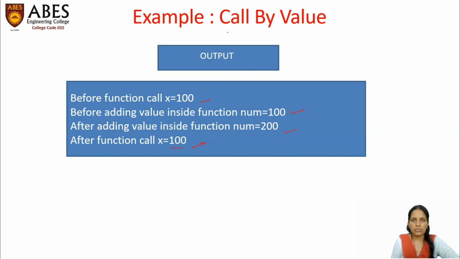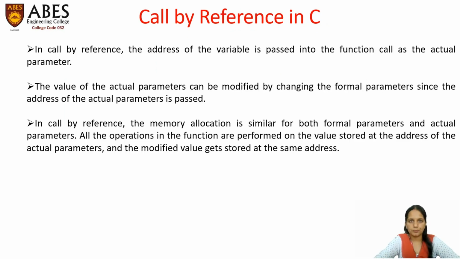So you need to remember that in call by value, we just copy the value. That's why the value of the actual parameter will be different from the value of the formal parameter. Now come to the next topic, that is call by reference.